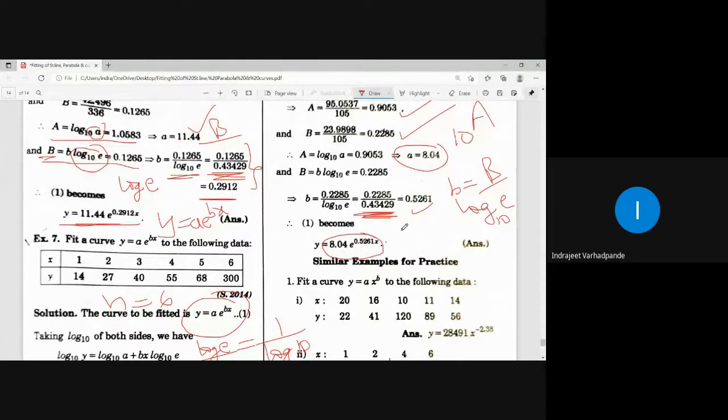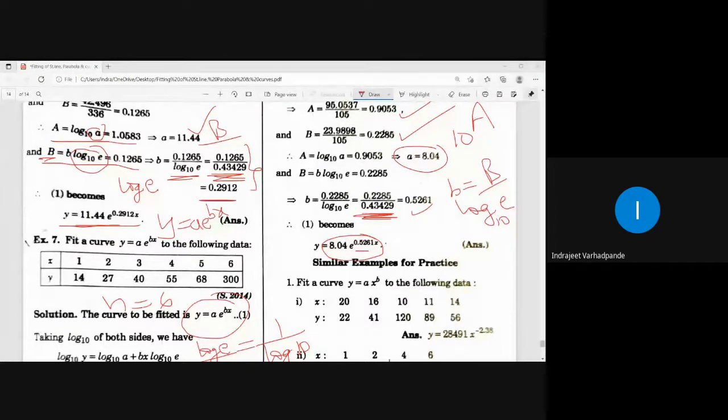The final answer, the best fit equation for the curve, is y is equal to 8.04 into e to the power 0.5261x, which is the best fit equation.